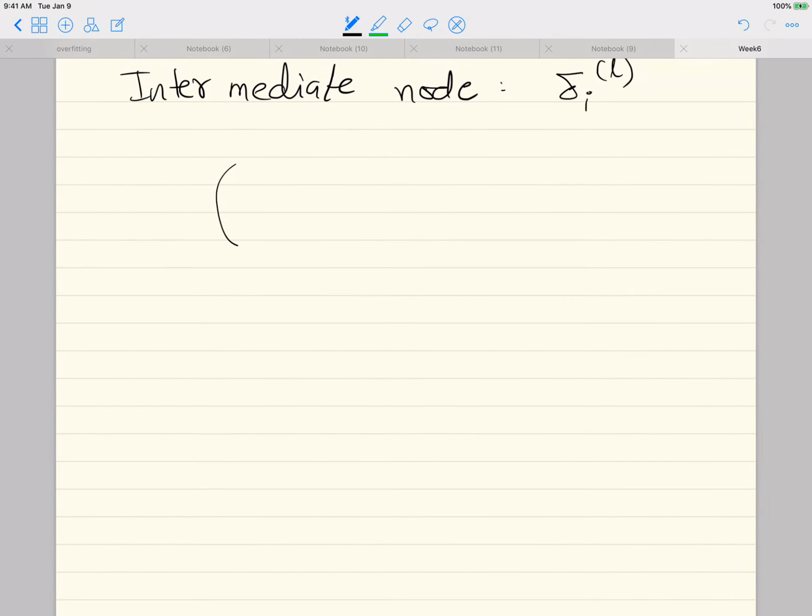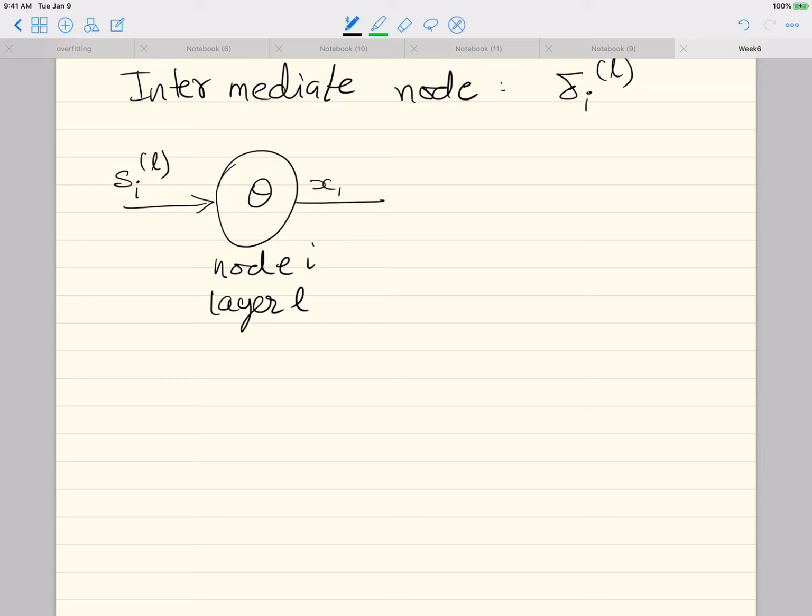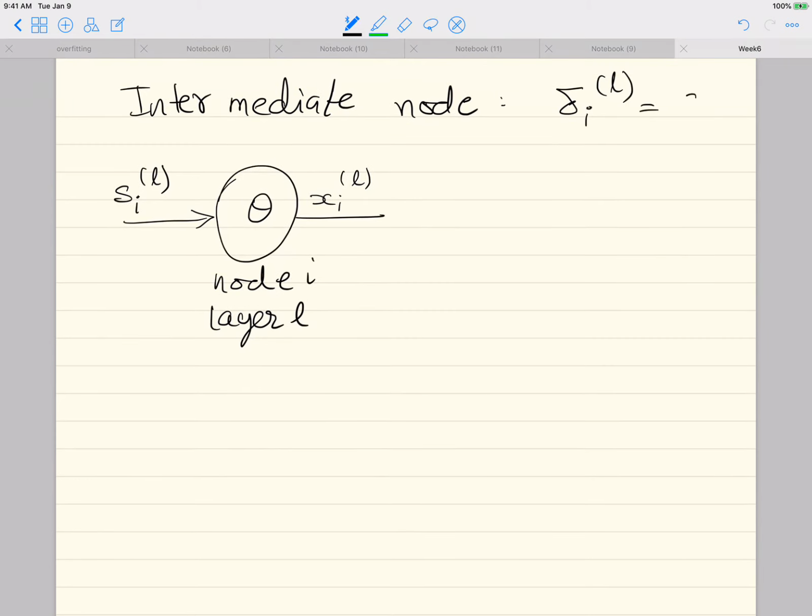So let's say we have node i in layer l. And theta is the activation function. What comes in is s_i of l. What goes out is x_i of l. We want to compute the derivative with respect to s_i of l. We want to compute dE of omega by ds_i of l. This is the quantity we are interested in.